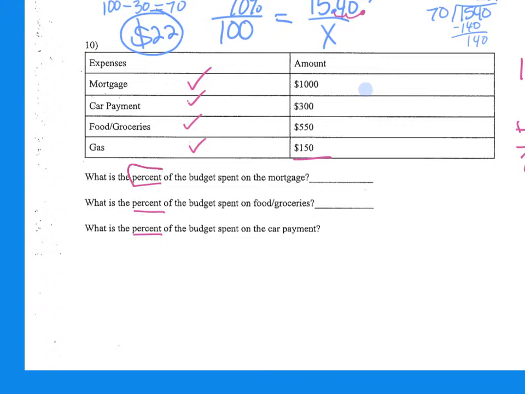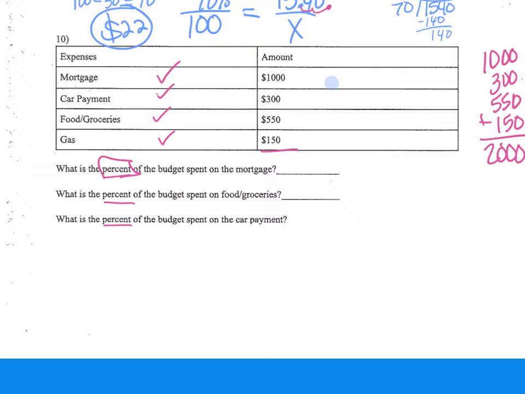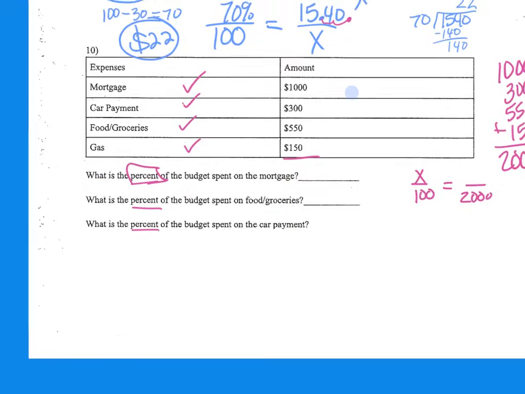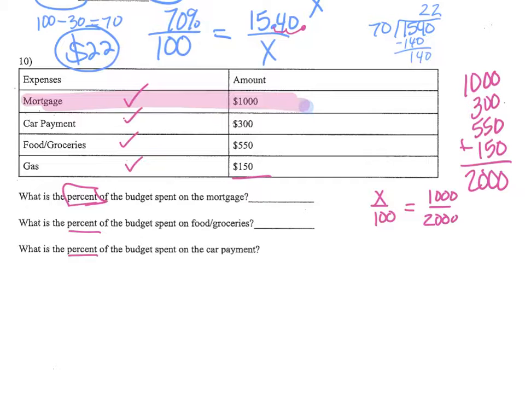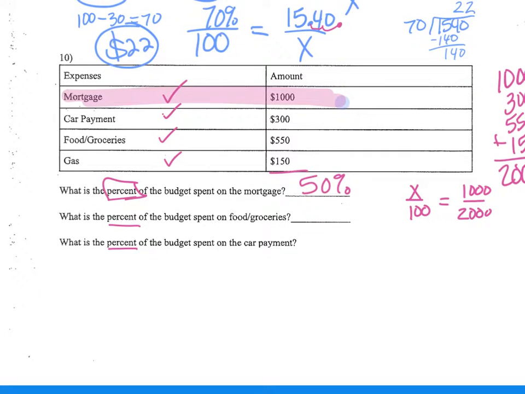So when it asks what percent, remember we're doing X over 100, and our budget is 2,000. If it asks what percent was spent on mortgage, I'm going to put 1,000 on top. We can scale up or scale down, 50%.